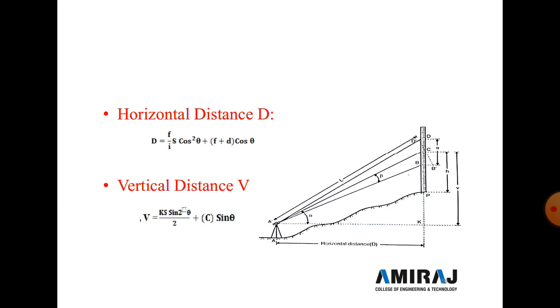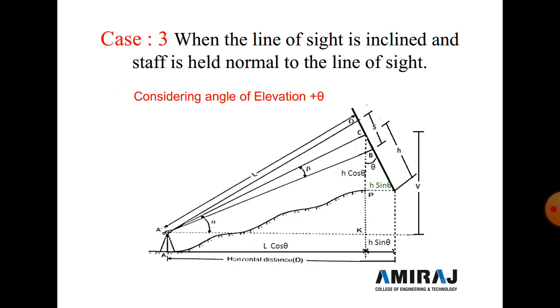Now the horizontal distance equation is d = (f/i)s cos²θ + (f + d) cos θ. In other words, d = ks cos²θ + c cos θ. Now the vertical distance v = ks sin 2θ / 2 + c sin θ. So these both are the equations for finding the horizontal distance and vertical distance when the staff is held vertical to the line of sight.